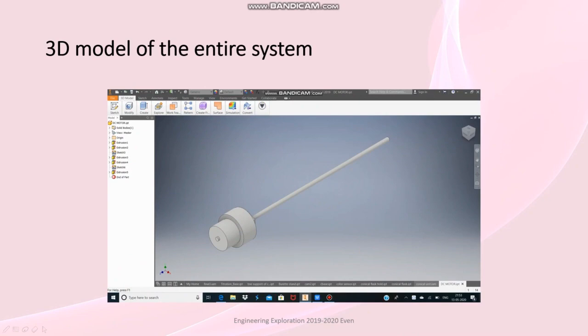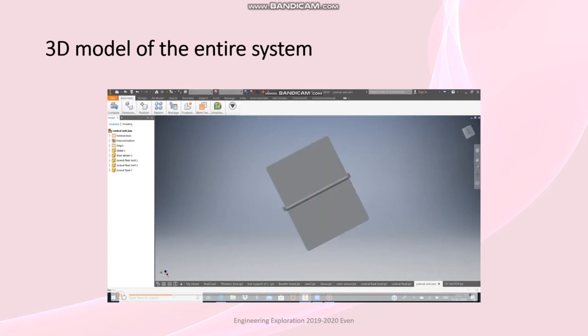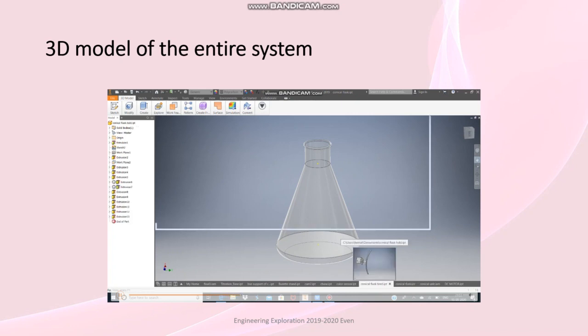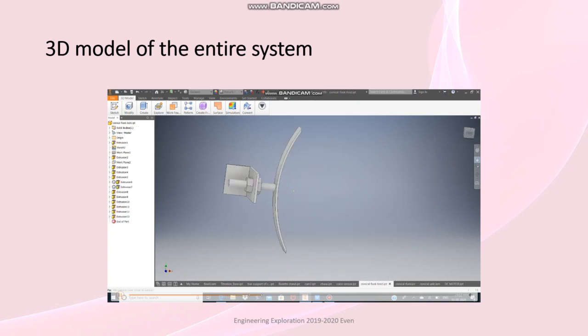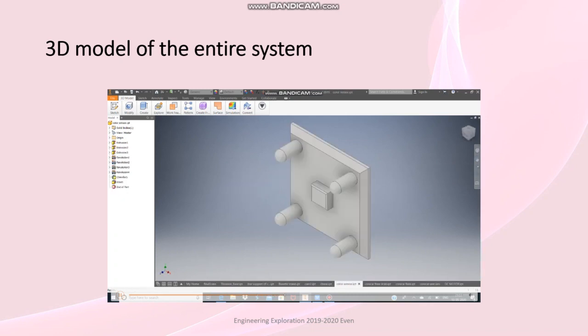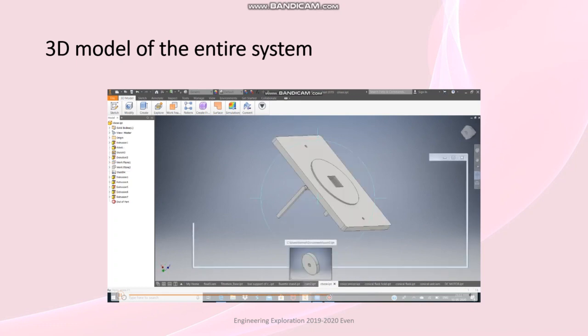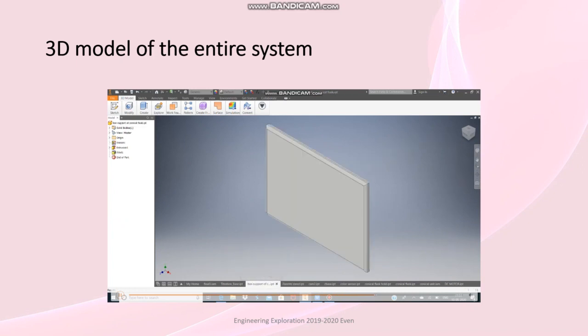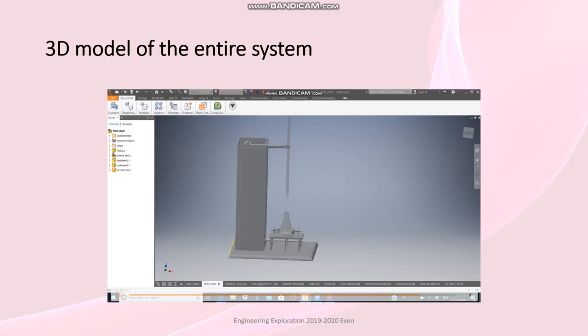3D model of the entire system. This is DC motor, base plate of the conical flask, conical flask holder, color sensor, base plate of the conical flask, cam, burette stand rod, base plate of the entire system, and assembly.